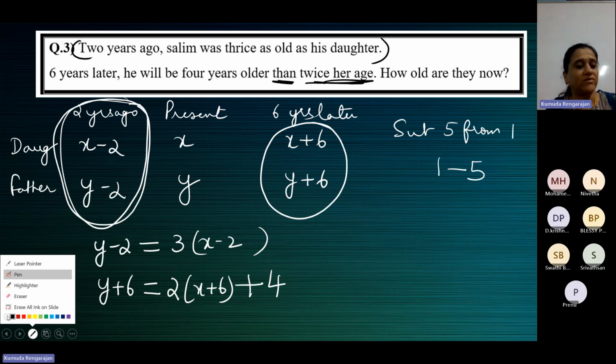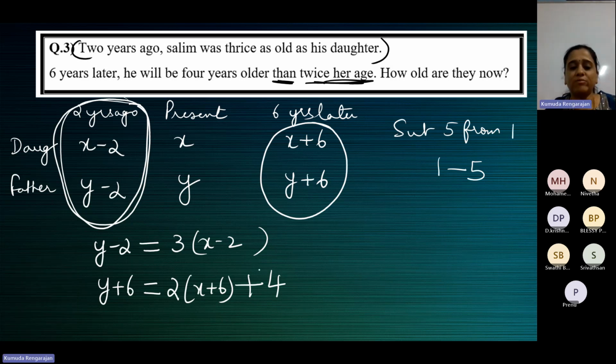Now, one minute. I just want to say one more thing. Supposing you have put 4 plus 2 into x plus 6. You will say, yeah, I got it right. No, this is wrong. I'll tell you why.